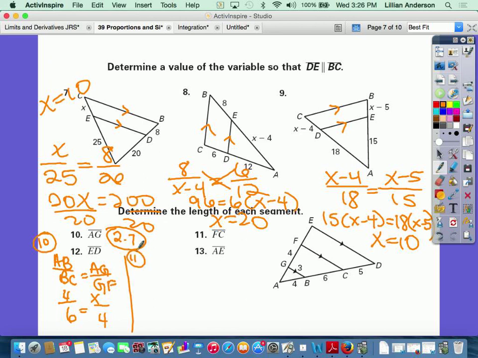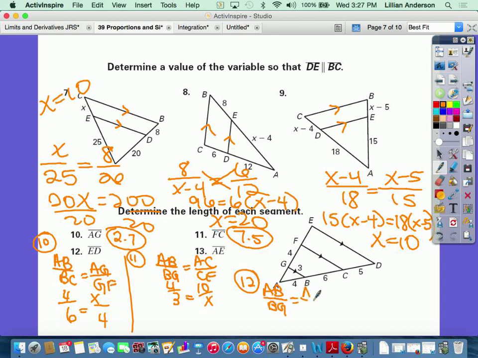For number 11, I can set it up as AB over BG equals AC over CF. Plug in 4 over 3 equals 10 over X. Cross multiply and I'll get 7.5 as the value of FC. Okay, all I'm doing is using theorem 8.6 and sometimes theorem 8.4 to help me figure out what my proportions are. For number 12, you can say AB over BG equals AD over EF.